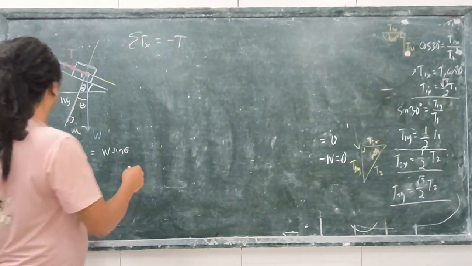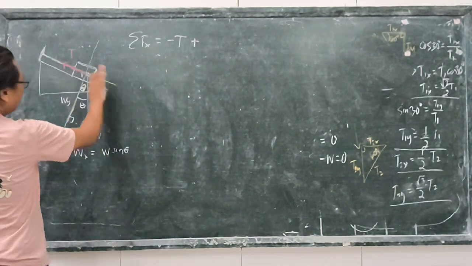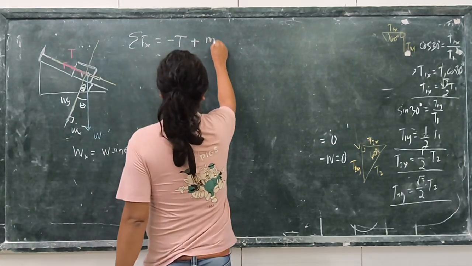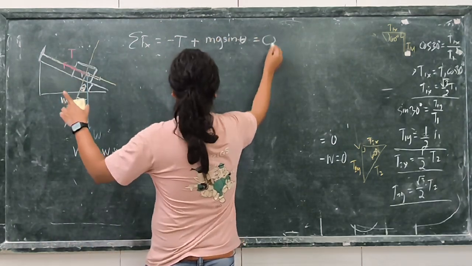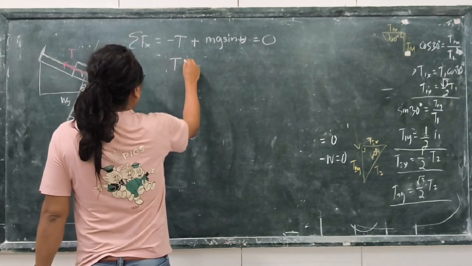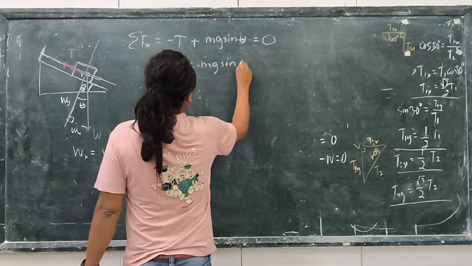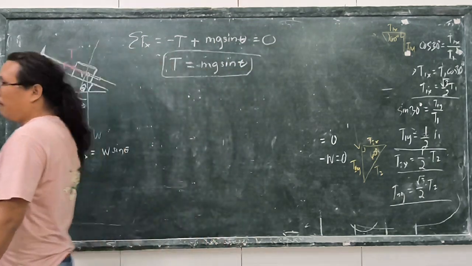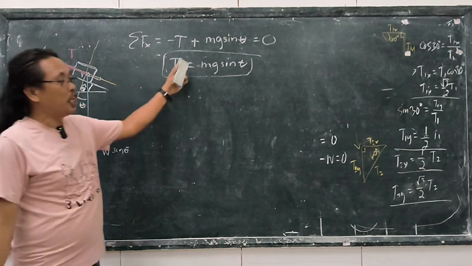So in this case, plus, because this is weight x on the positive side, tama? So plus mg sine of theta equals, this is 0. So from here, we can just say that T is equal to mg sine of theta. Well, if you know the mass and you know the angle, you just substitute it there, and you will have now your value for the tension.